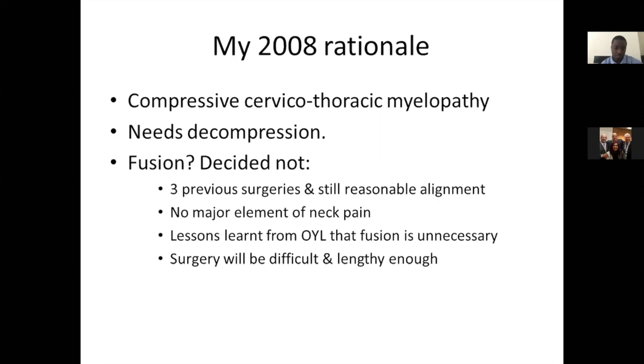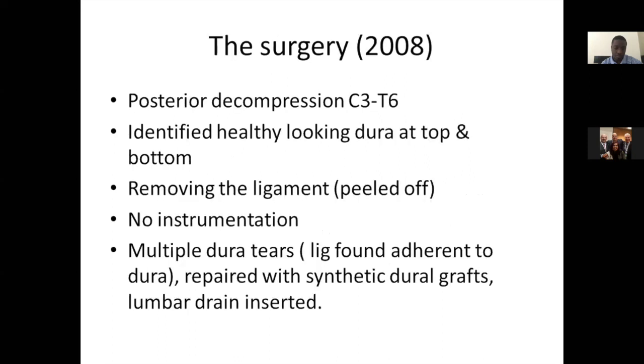So the surgery was a posterior decompression, C3 to T6, identifying the healthy looking dura at the top and bottom, as we would normally do. We started removing the ligament, blunt and sharp dissection, and it was adherent to the dura, so we had to peel it off at multiple layers, no instrumentation. Obviously we had multiple dural tears because of the adherence to the dura, and this required repair with synthetic dural grafts and insertion of a lumbar drain.